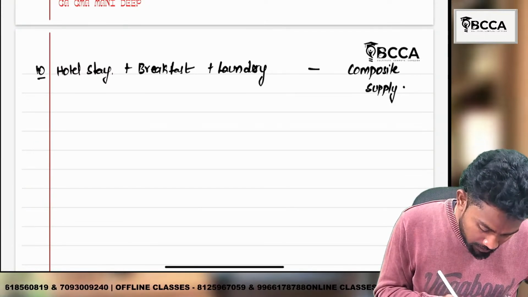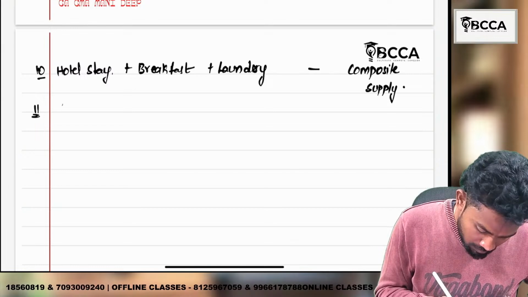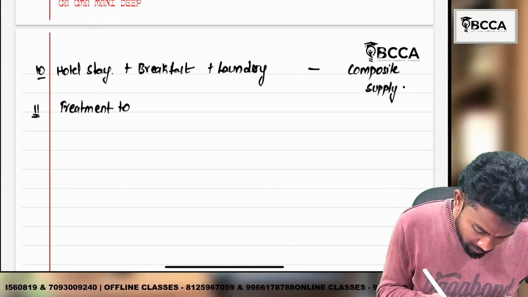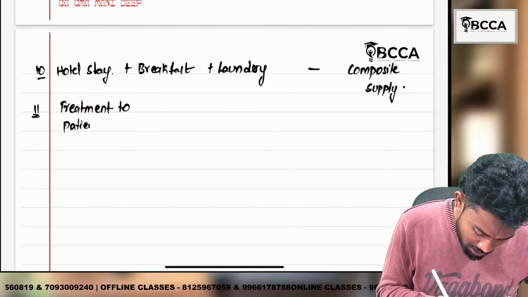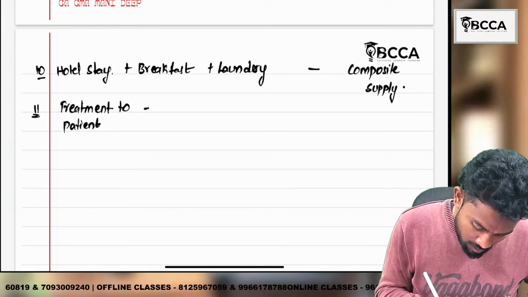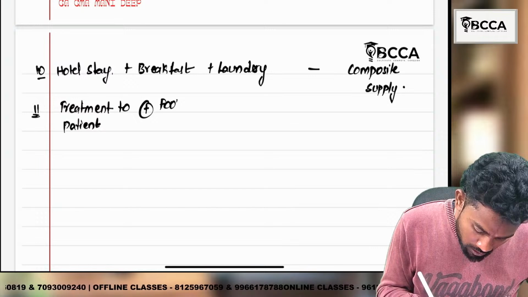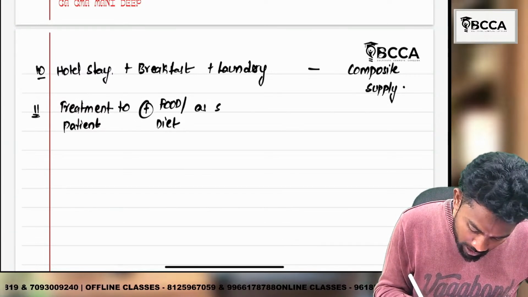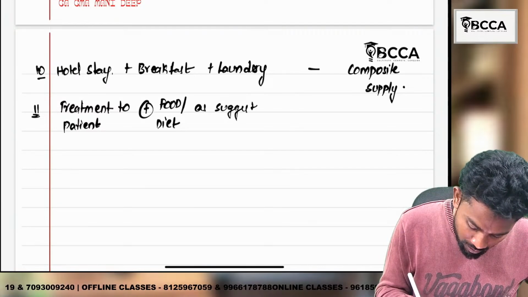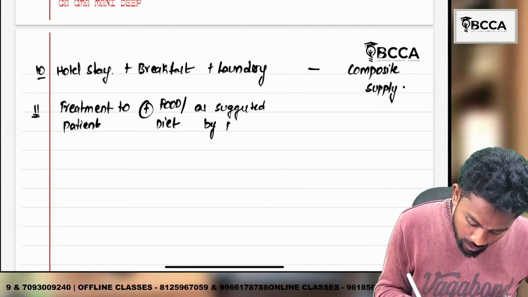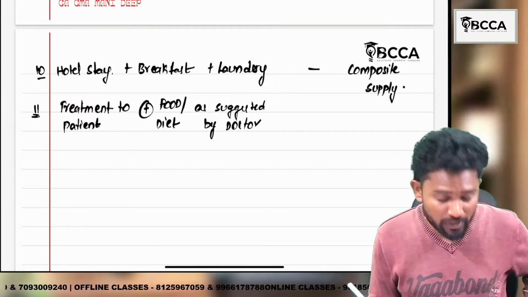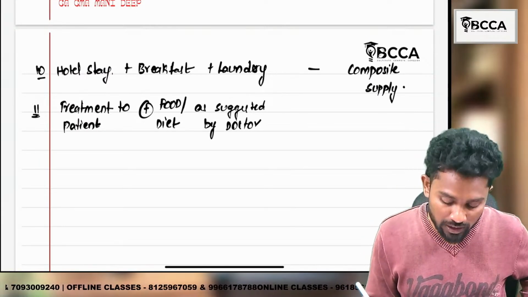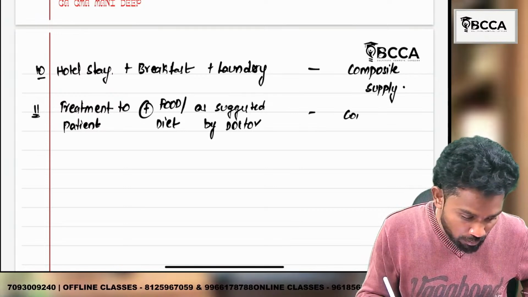Then treatment to patient in hospital plus providing food or diet as suggested by the doctor. From the hospital only, the hospital owns a canteen. From that hospital canteen only, food is also being supplied and treatment is also being carried out for such patient. So this is also composite supply.